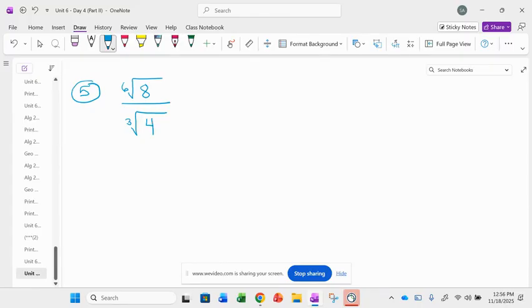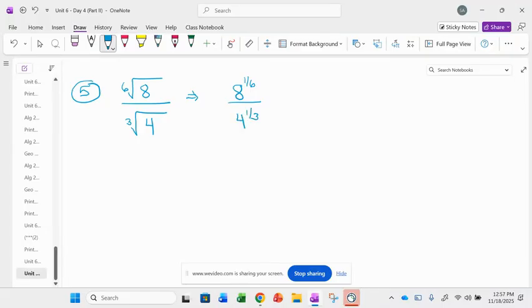Can I divide 8 and 4 and get 2 as my radicand? Good. Why can't I divide them? Stephen? They don't have the same index, so I can't. Okay, so I'm going to change this to exponential. I have 8 to the 1/6 over 4 to the 1/3.